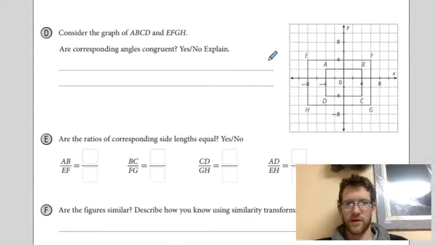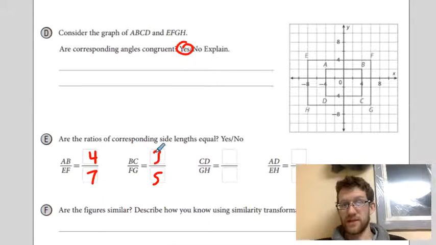Are all the angles congruent? Yes. Right? Congruent, congruent, congruent, congruent, congruent, congruent. So let's look at the ratios of the sides. What's AB over EF? That's 4 over 7. What about BC over FG? BC over FG, that's 3 over 5.